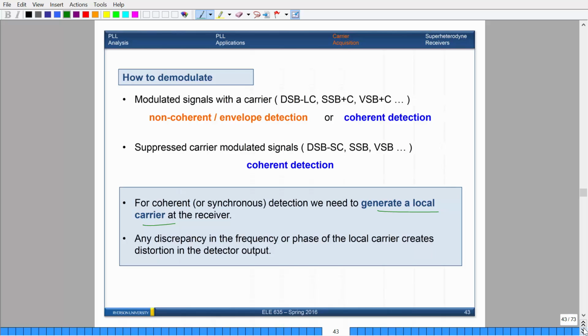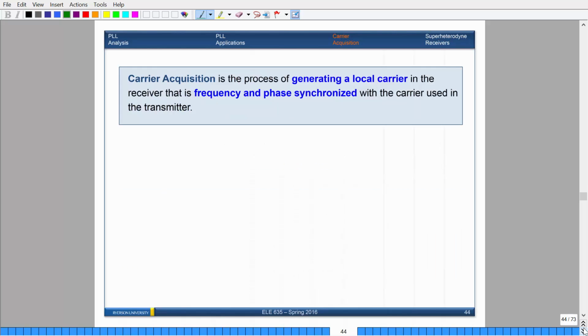Here we go. Okay. So carrier acquisition is basically generating a local carrier at the receiver such that the carrier frequency that's coming in and the local carrier that is generated both match in frequency and in phase. So you're generating a local carrier that is frequency and phase synchronized to the transmitted signal. That's the point of doing carrier acquisition.